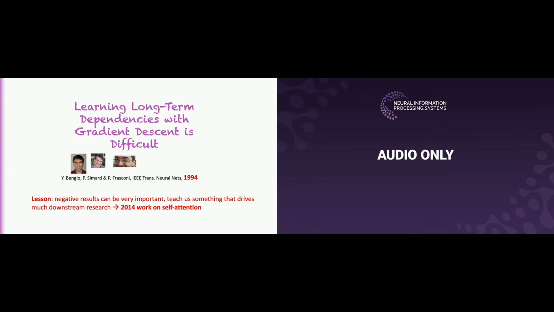All right, now I'm going to do a little parenthesis about recurrent nets to tell about a lesson, I think, that goes beyond this particular work I did in the 90s.